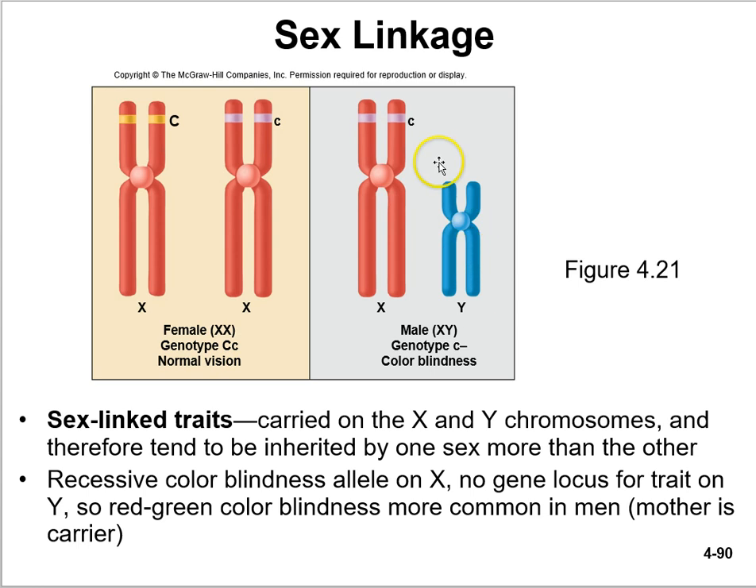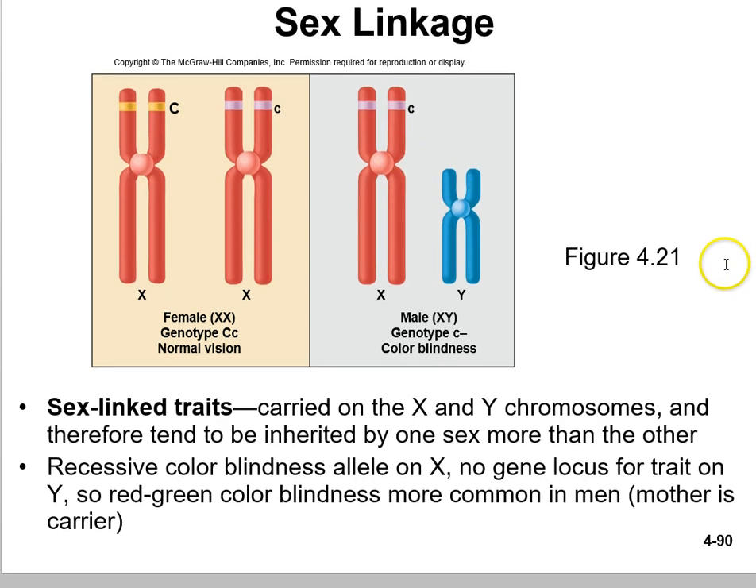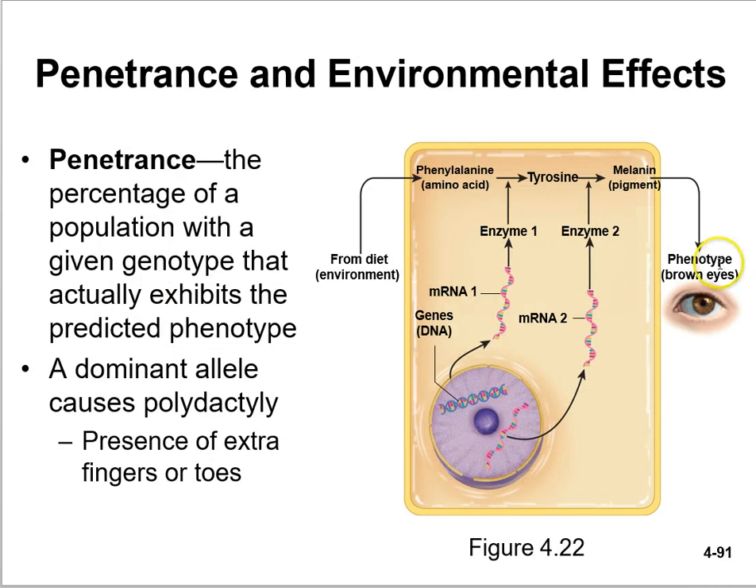But a male who gets the X chromosome from their mother that has the little c on it will be colorblind. So you can see where you would have in a population more males who would have color blindness than you would females. In order for females to be colorblind, they must get it from both parents, but males only need to get it from one parent. Again, that's called sex linkage.